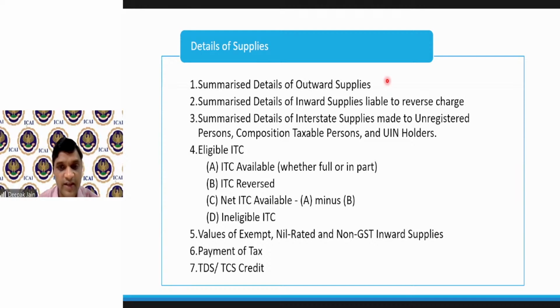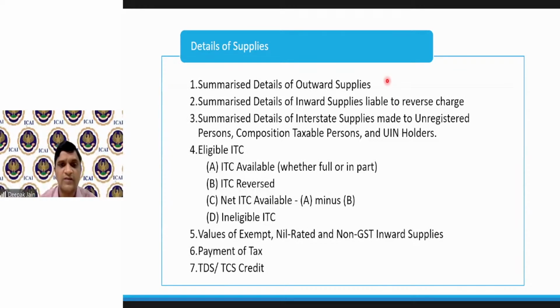GSTR 3B is filed when there is an outward supply, inward supply liable to reverse charge, and ITC available. Correct. The ITC will be claimed in the next month, not only the next month, in any of the further subsequent months up till the 30th November of the next year. That is, until you file the October returns, you can claim it.